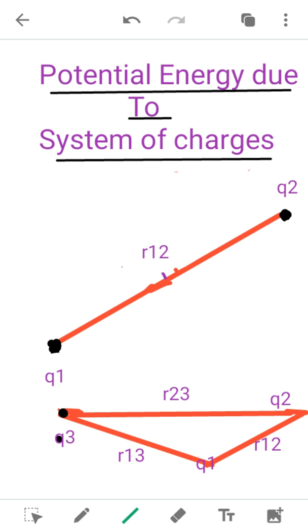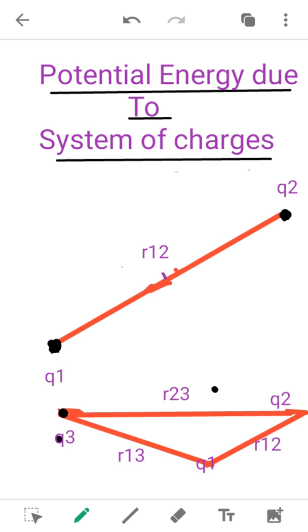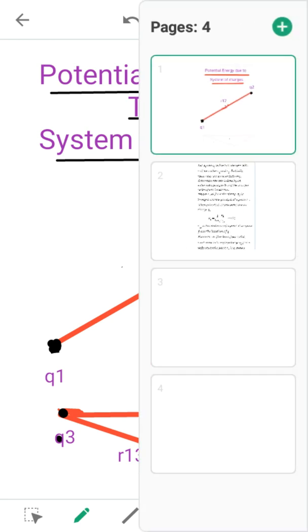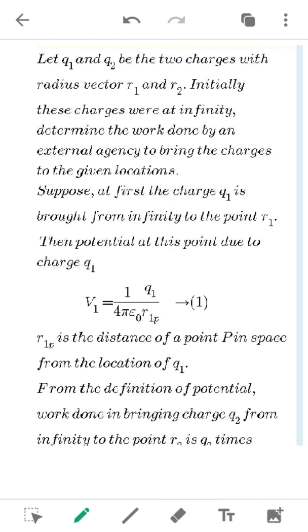So the distance between q1 and q2 is r12, and q2 and q3 is taken as r23, and between q1 and q3 it is taken as r13. So first of all, what we have to do here is we have to see the potential energy of the single charge.